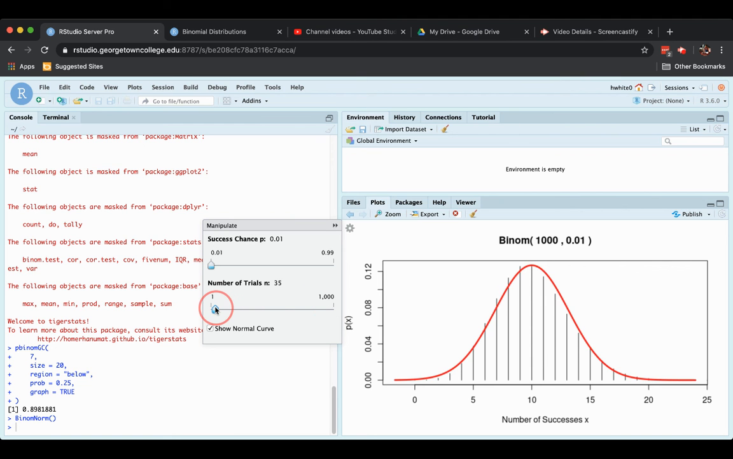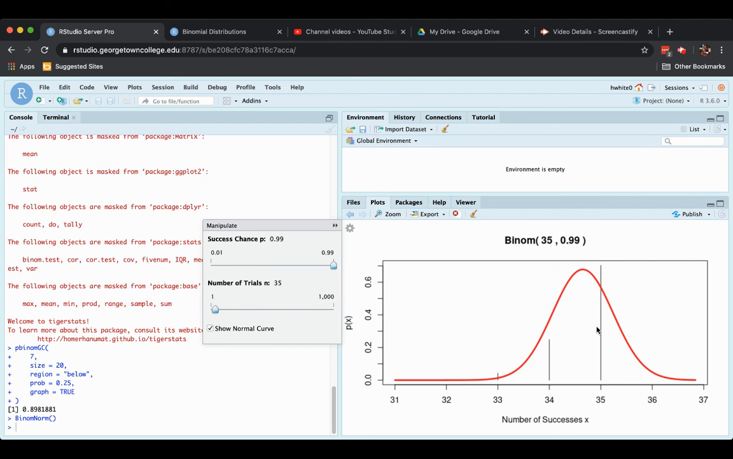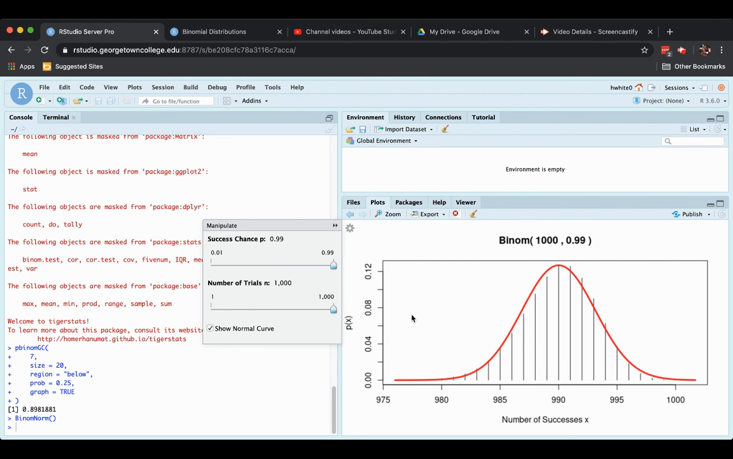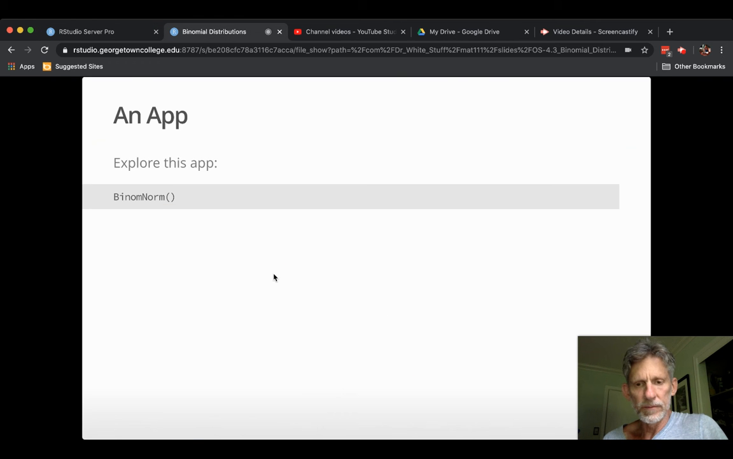Let's go down to a small number of trials again and move the chance of success way high. Now for this binomial random variable, the distribution is left skewed. You can see the tail of sticks going off to the left. But if you move the number of trials up, you again see that the binomial distribution has approximately a normal distribution. None of this is any accident.